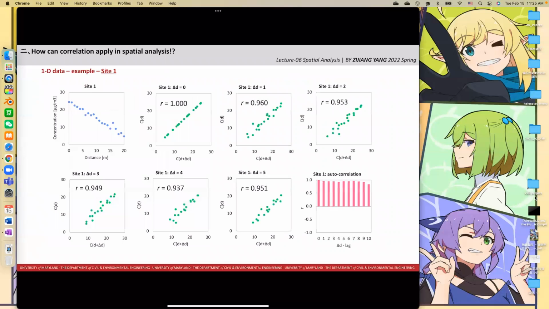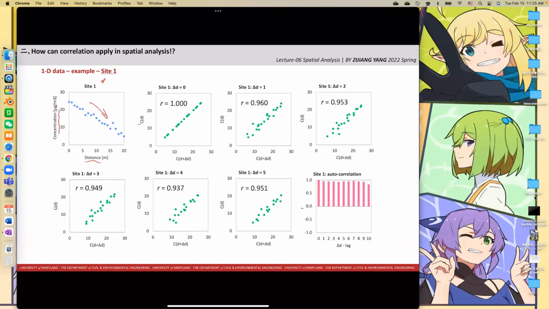So let's look at site 1. For site 1, I'm not showing the whole process of the calculation. I just present the result with the scattered plot of the result. So this is the concentration change with distance at site 1. We know that it is decreasing.